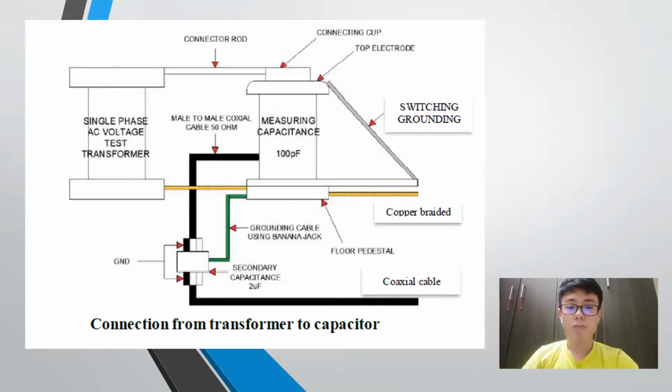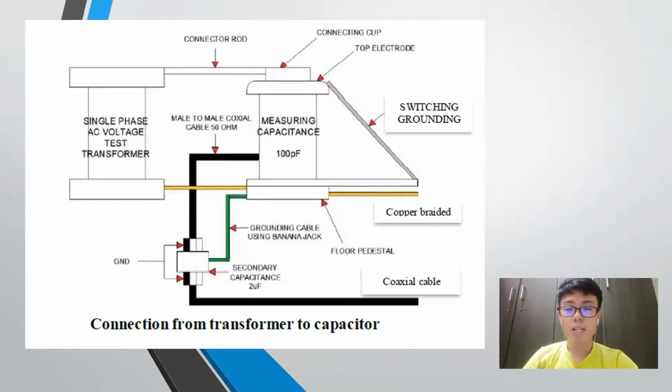At the end of the measuring capacitor, a male-to-male coaxial cable with 50 ohm is used to connect the secondary capacitor to the microfarad. The output of the secondary capacitor will connect to the frequency converter using another coaxial cable. The grounding of the secondary capacitor is connected to the floor pedestal using a grounding cable with banana jack.